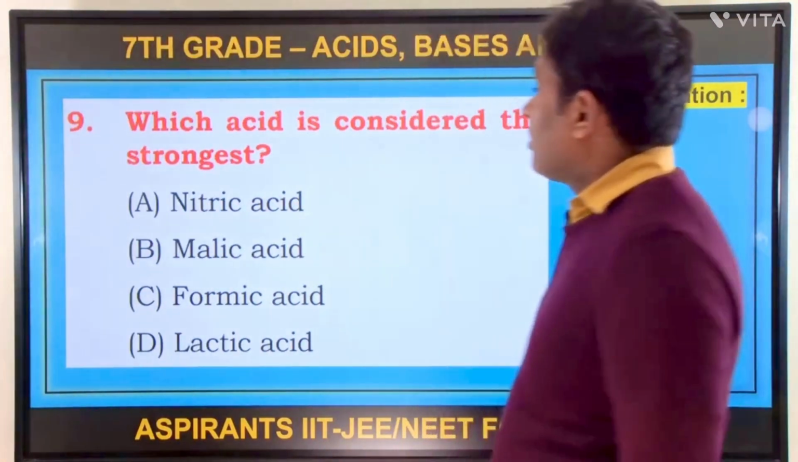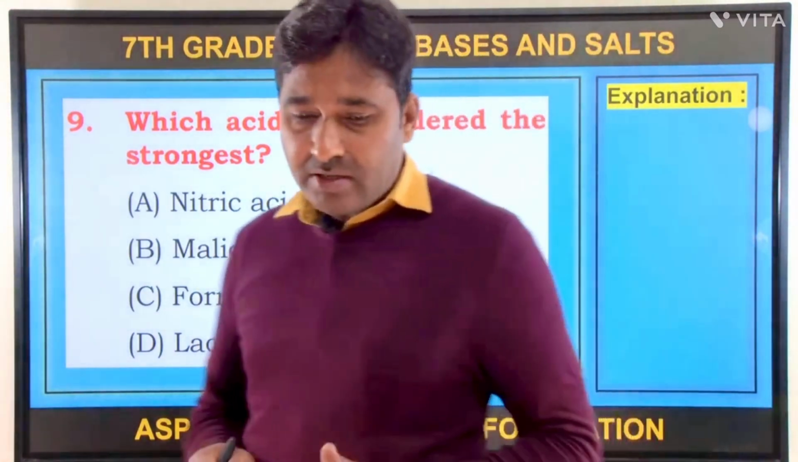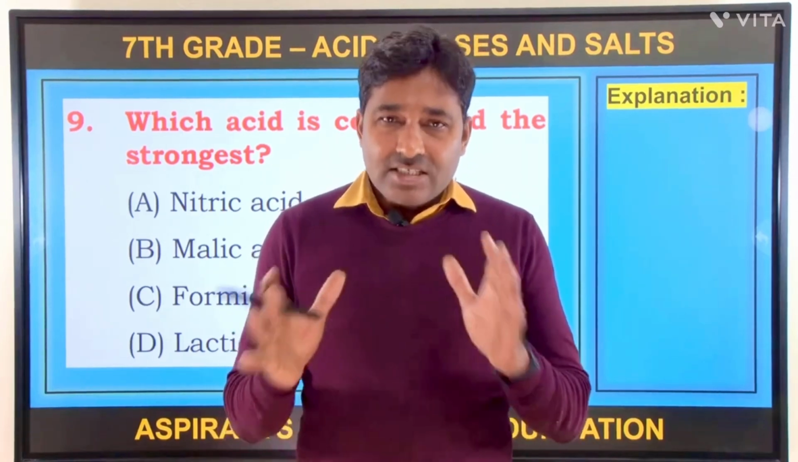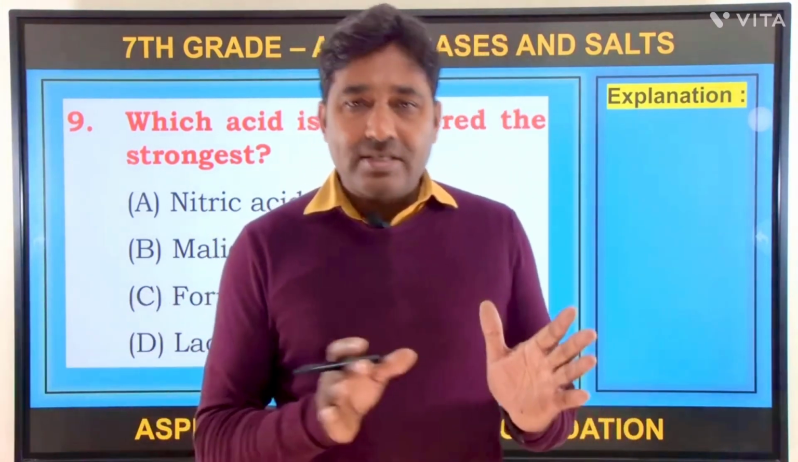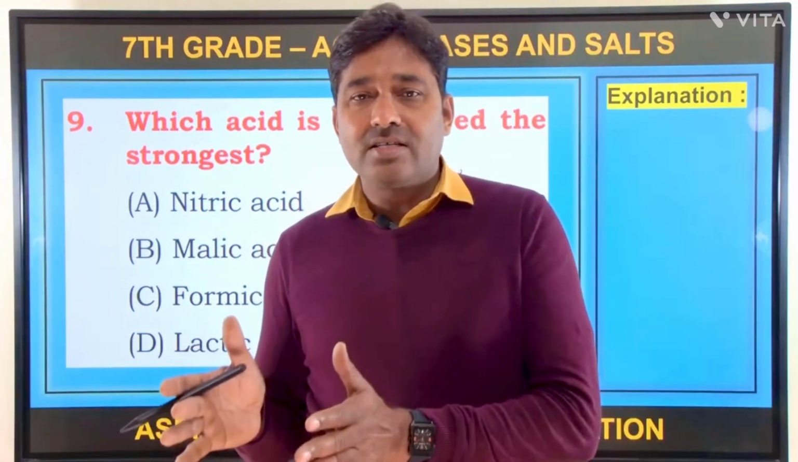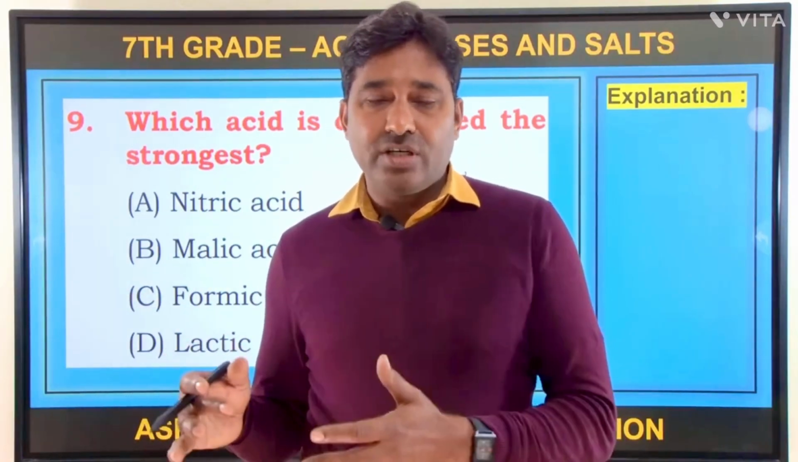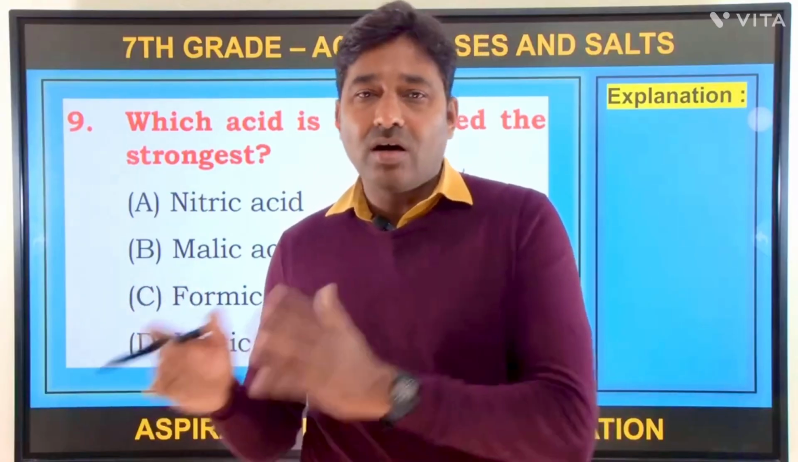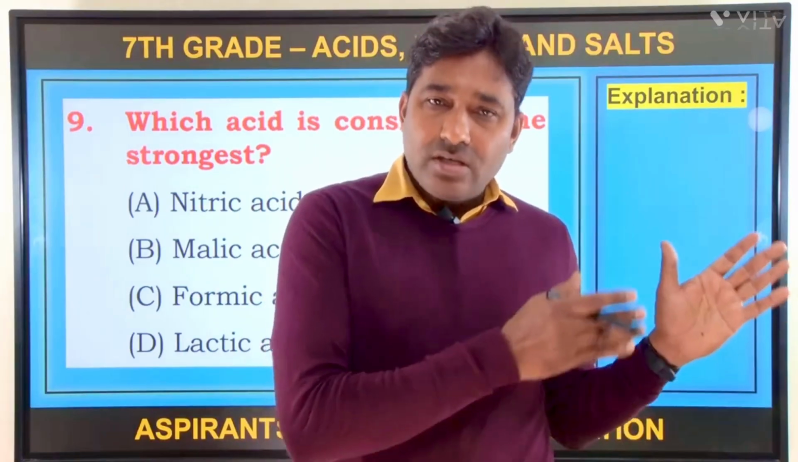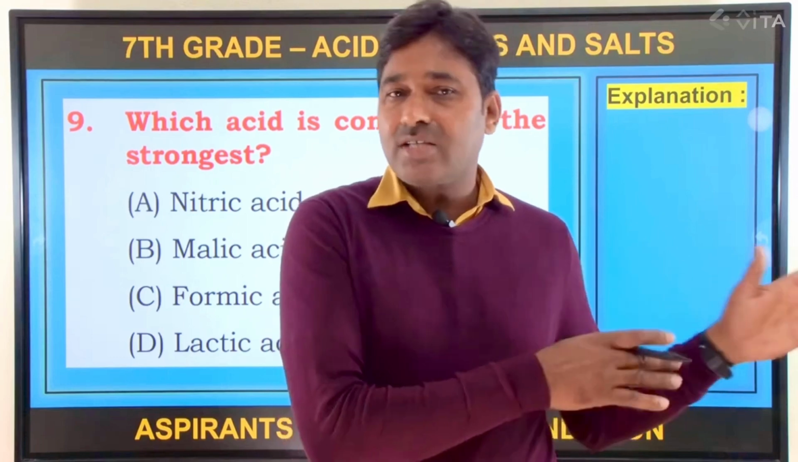Now, next slide. Which acid is considered the strongest? Here four acids are given, and we need to find out which is the strongest. Just now we discussed that acids are mainly categorized into two types: organic acids and inorganic acids. Organic acids are obtained from organic matter like fruits, vegetables and animals; they are natural acids. Inorganic acids are acids prepared in labs. They are obtained from minerals and prepared using minerals. They are the mineral acids.